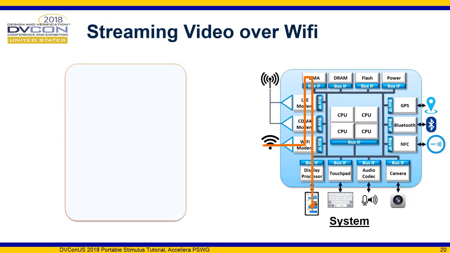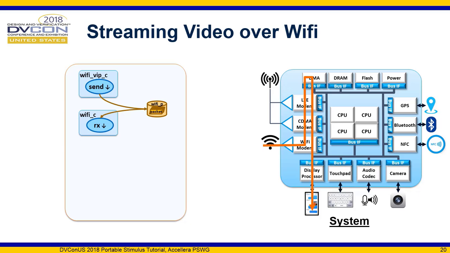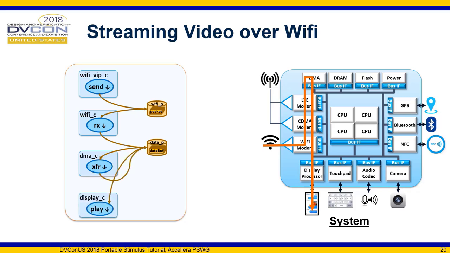Okay, streaming video over Wi-Fi. Very similar to what you've already looked at, and I'm not going to repeat the stuff. So we're going to have a VIP for the Wi-Fi, very similar to the model you looked at for the 2 modems. And it'll be bound to a Wi-Fi component that knows how to receive packets off of that VIP. Again, I'm not going to repeat it. Same thing you've seen. And then the output from the Wi-Fi are going to be packets, I think, that are going to be moved by a DMA that end up going to a display controller. All of this by now you've seen.